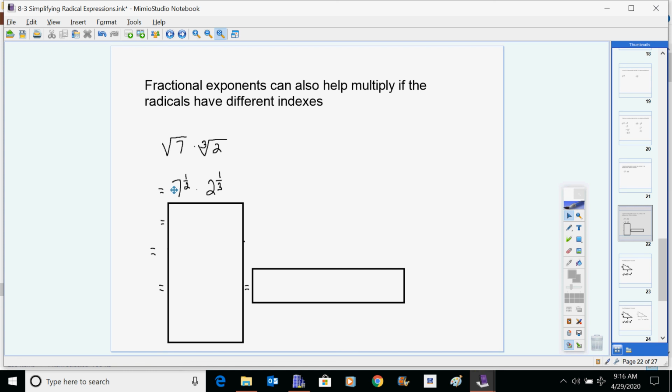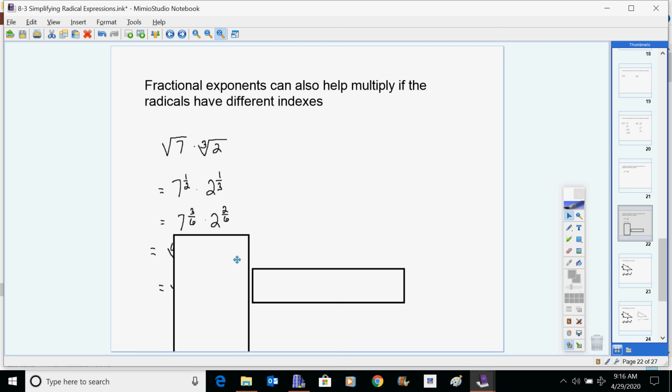Now, they aren't even like bases, so I can't combine them that way, but let's think for a minute about these fractions. Let's think about their common denominators. Write these exponents with common denominators. Our common denominator would be 6.